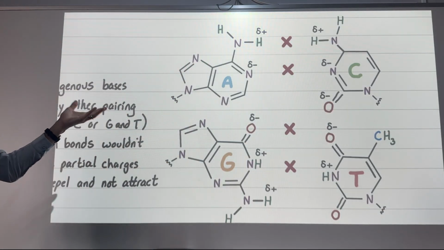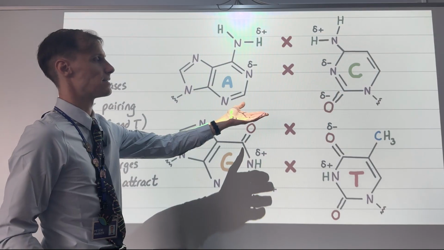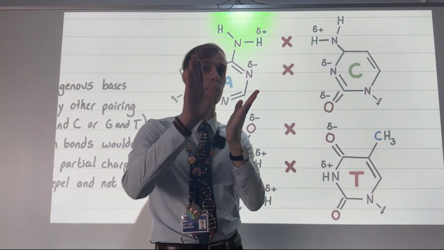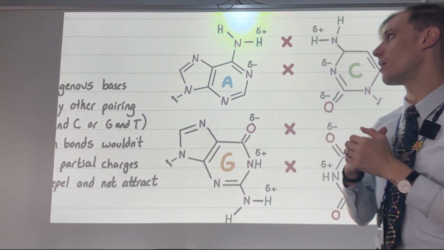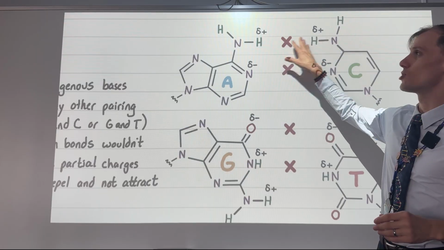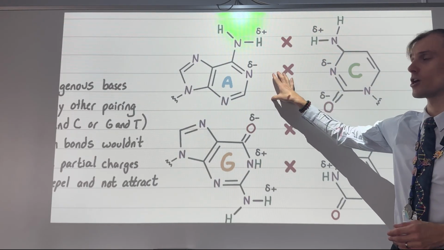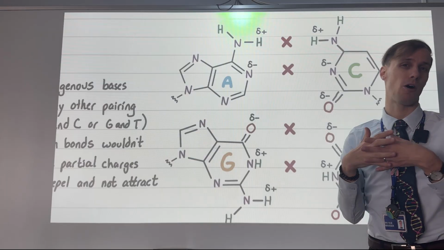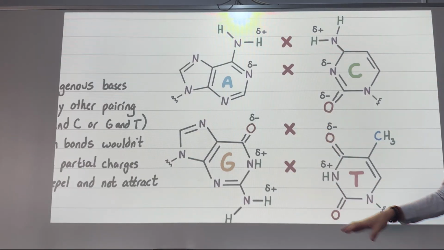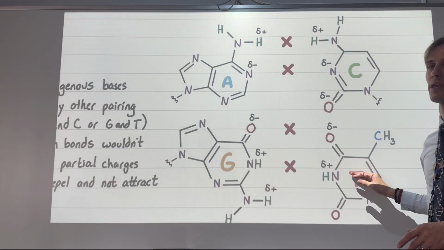If you were to try to line up an adenine and a cytosine together, and remember they would be anti-parallel, the polar groups just don't align. These two are positively charged, these two are negatively charged, and they would actually have some repulsion forces. The same thing could be true if you tried to align a guanine with a thymine.